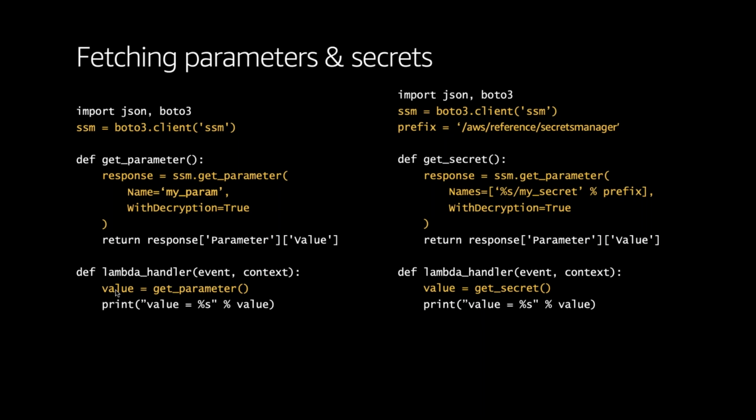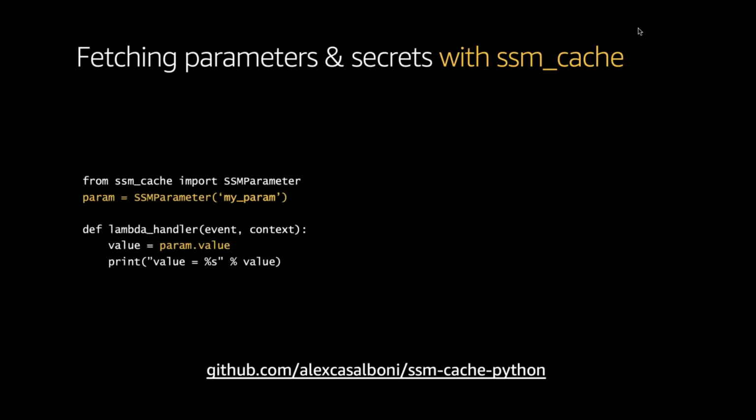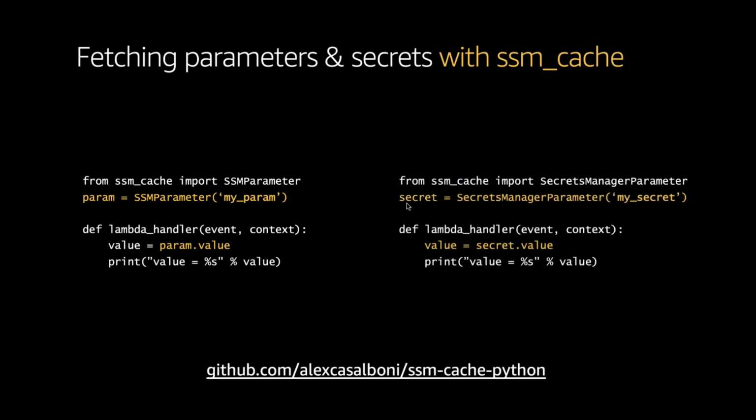If you really want it to be one, I've built a library just for that. I called it SSM cache, and this is for Python only, but I'm aware there are other related projects for other languages. So this is the kind of interface I wanted to have. I just want to define a parameter, give it a name, and then just get param.value in my code. Same for a secret. You define a Secrets Manager parameter, and then you just say secret.value.